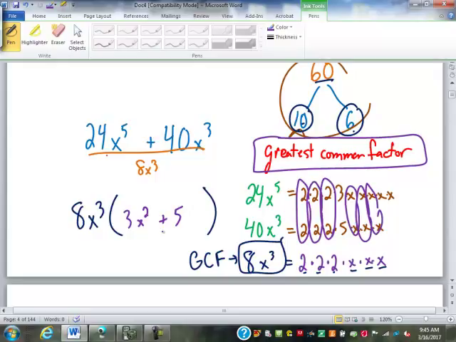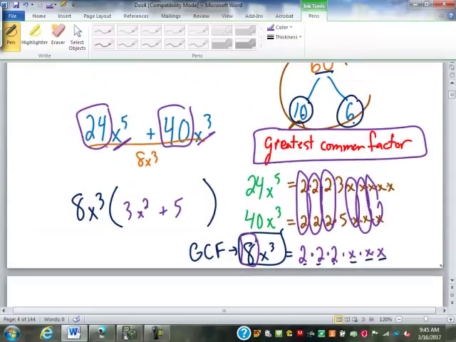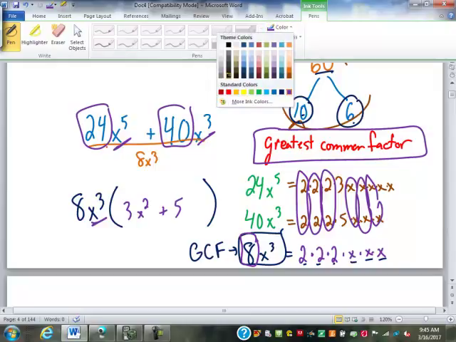So then what we looked at is we did a few of these and we looked at the pattern. Well, the number here is always just the greatest common factor of the numbers. So if we look at 24 and 40, the largest number that goes into both of them is 8. And then for the variables, it's the smaller of the powers. So for x to the fifth and x to the third, the third is the smaller power. So the greatest common factor is 8x to the third.